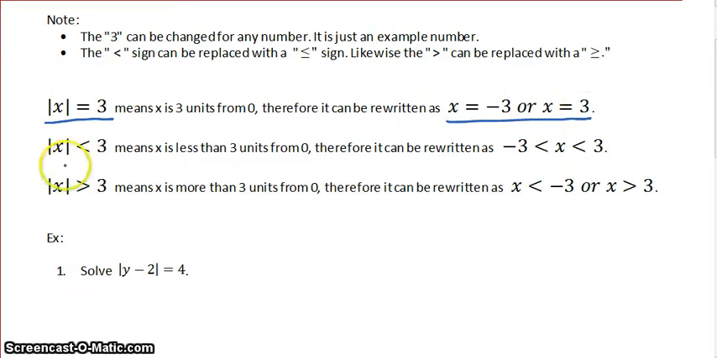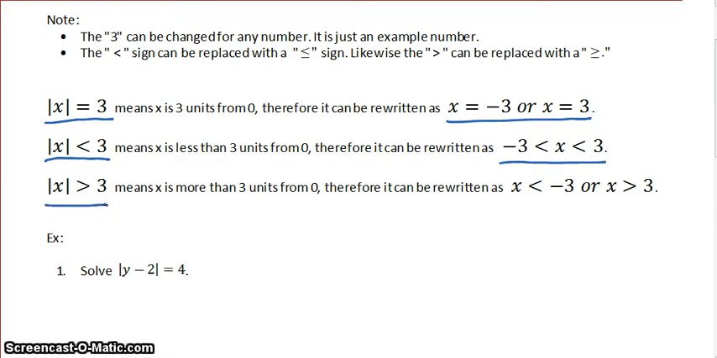If you have the absolute value of x is less than 3, this is telling you that x is less than 3 units away from 0, or wherever its starting point is. It can't be any further. So therefore, x has to be in between -3 and 3, because it can't go any further than 3 units away. So if you see the absolute value of something, or x, is less than 3, then you can rewrite it like this.